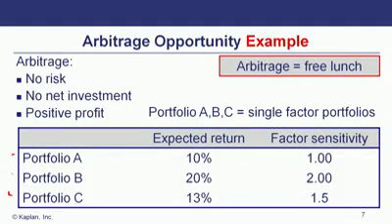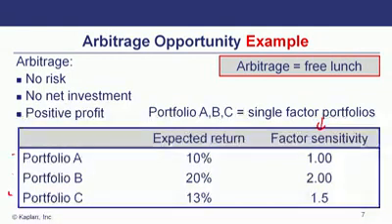So we have the factor sensitivities, and this is a single factor model. Let's assume for this example that that's the appropriate model. So you can think of those as betas from the capital asset pricing model. All right? So we've got portfolio A has an expected return of 10%, factor sensitivity of 1. Okay? Portfolio B, 20%, factor sensitivity of 2. Portfolio C, 13%, and a factor sensitivity of 1.5.